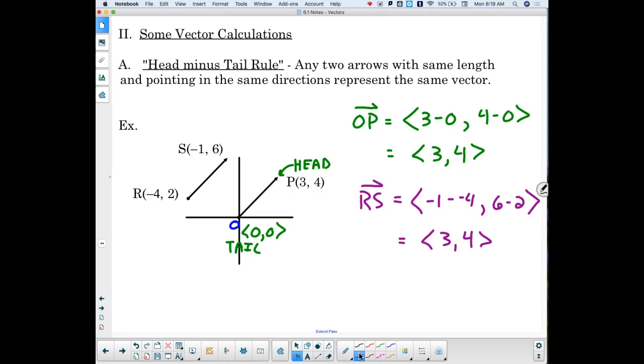If we could take that vector RS and scoot it over right a little bit down, you would notice that it would line up exactly on OP, and we have the same vector. Fantastic.